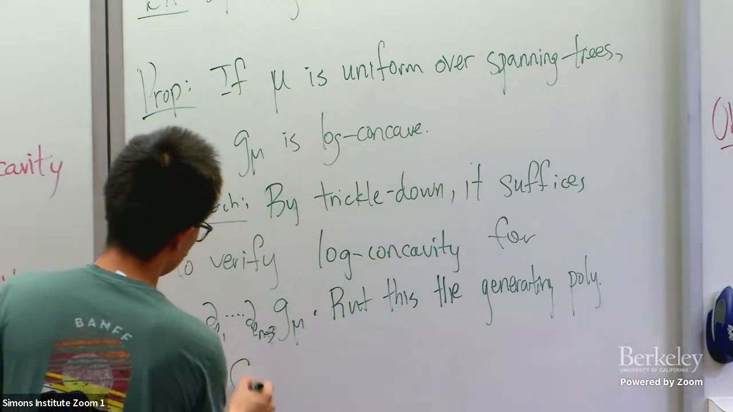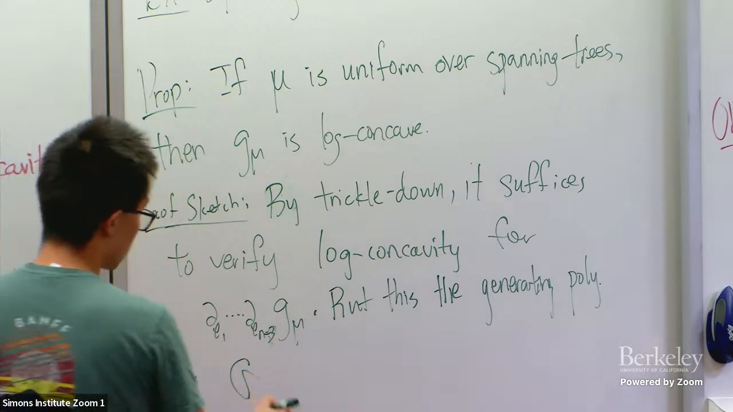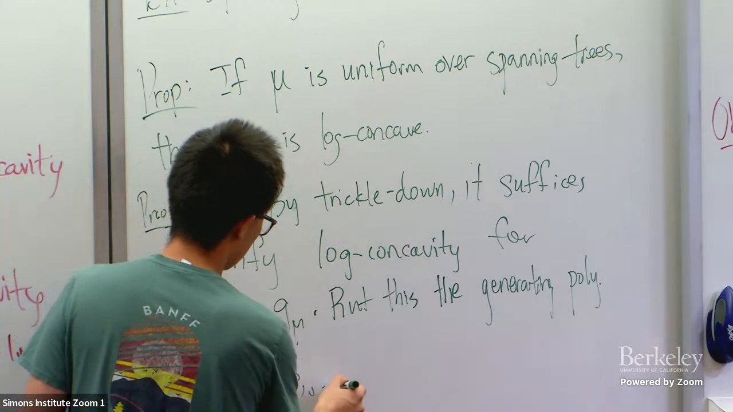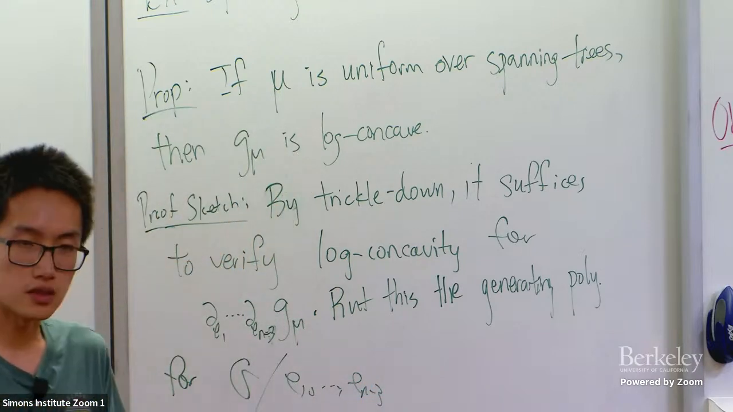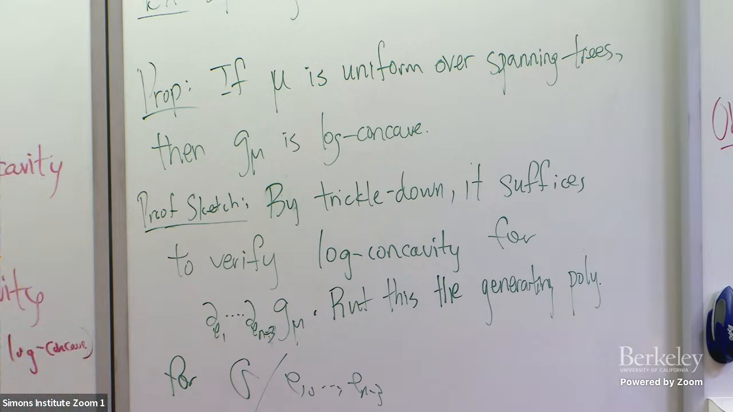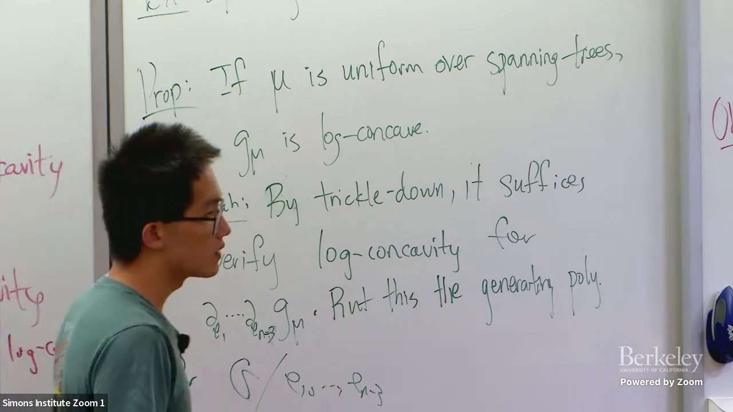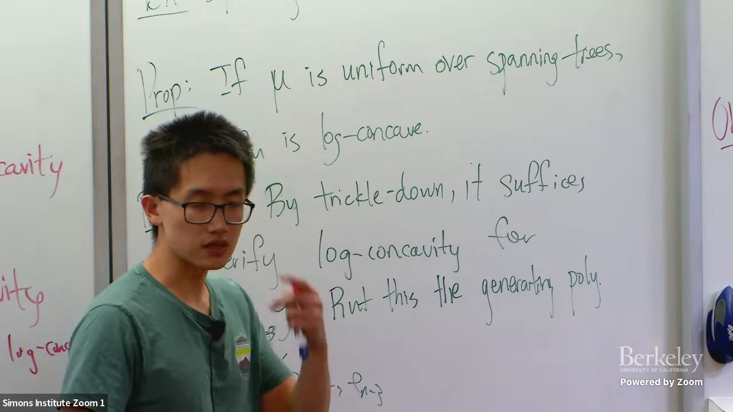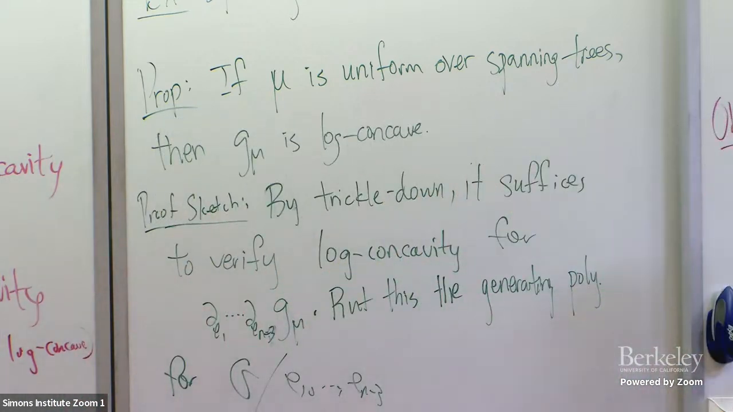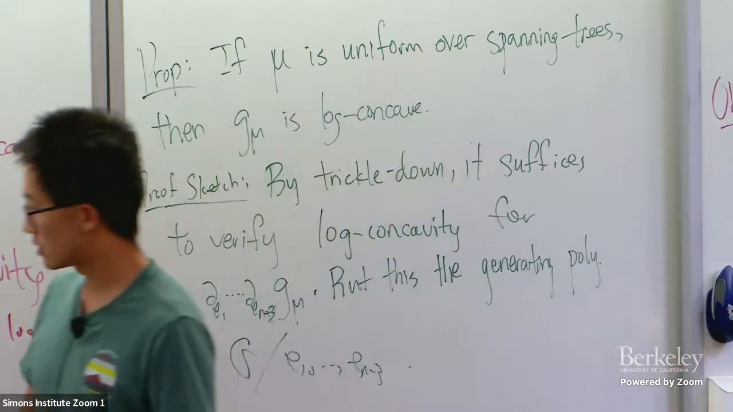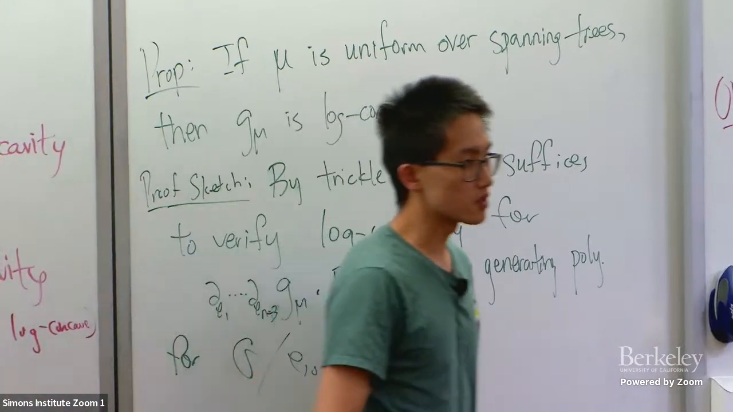For G, the uniform distribution of spanning trees of G after I've contracted E1 up to 3, I'm left with a 3-vertex graph, and then verifying log-concavity you can just do directly. Okay, so that's all I really want to say about this technique. Any questions? I'm going to switch gears to talking about zero-freeness instead of log-concavity now.